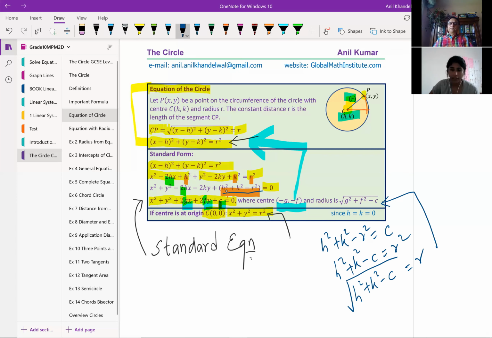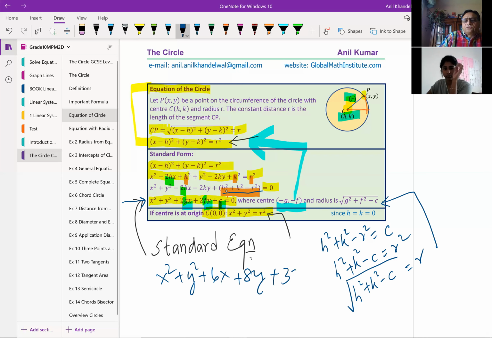So once you have this particular equation, which is normally given to you, for example, I'll give you a circle equation: x square plus y square plus 6x plus 8y plus, let us say, 3 equals 0. This is the equation of the circle. Find the center and the radius. How will you do it? Well, the center will be negative half of 6, that is minus 3, and negative half of 8. That is your center. Is that clear to you?